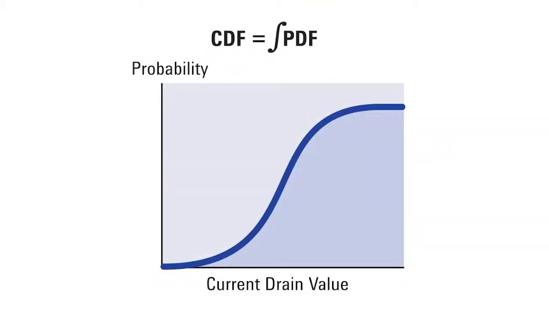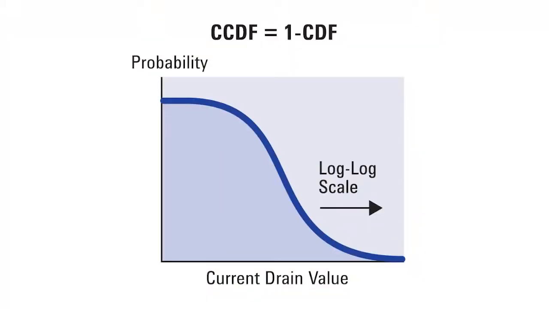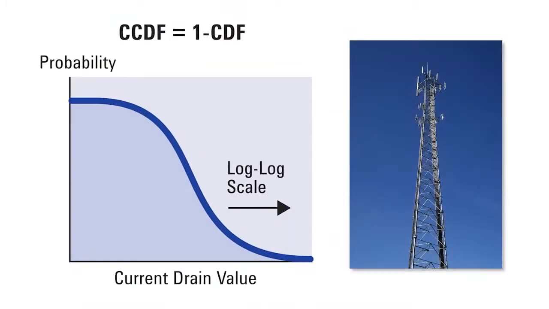A cumulative distribution function is the summation of the probability of a PDF. The total area under the curve equals 100%. When plotted on a log-log scale, it also provides some compression of the wide range of current drain values. A more visually intuitive form of this data is the complementary cumulative distribution function, or CCDF. This function shows the cumulative probability of the current drain for any specific value over the whole range of current used by the device. It is commonly used in the mobile phone industry for analyzing battery current drain characteristics.